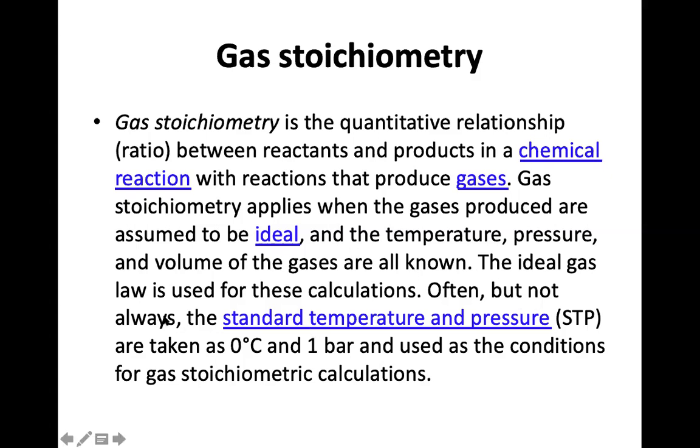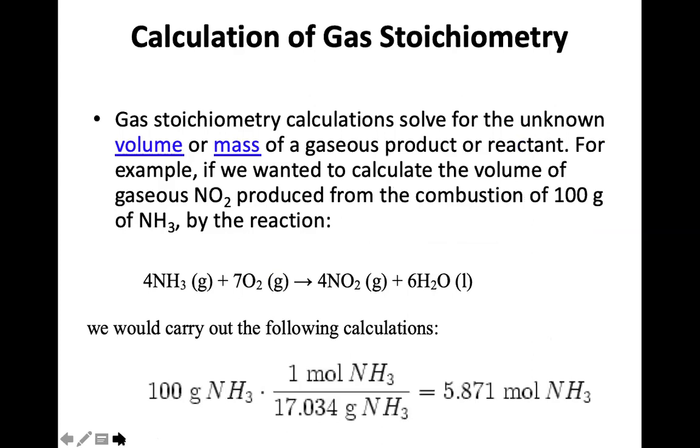Often, but not always, the standard temperature and pressure are taken as 0 degrees Celsius and 1 bar, and used as conditions for gas stoichiometric calculation. Gas stoichiometric calculation solves for the unknown volume or mass of a gaseous product or reactant.